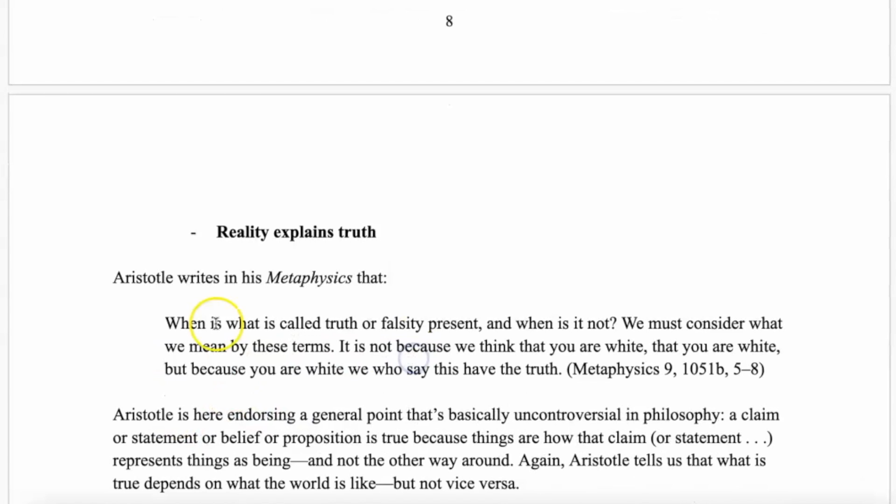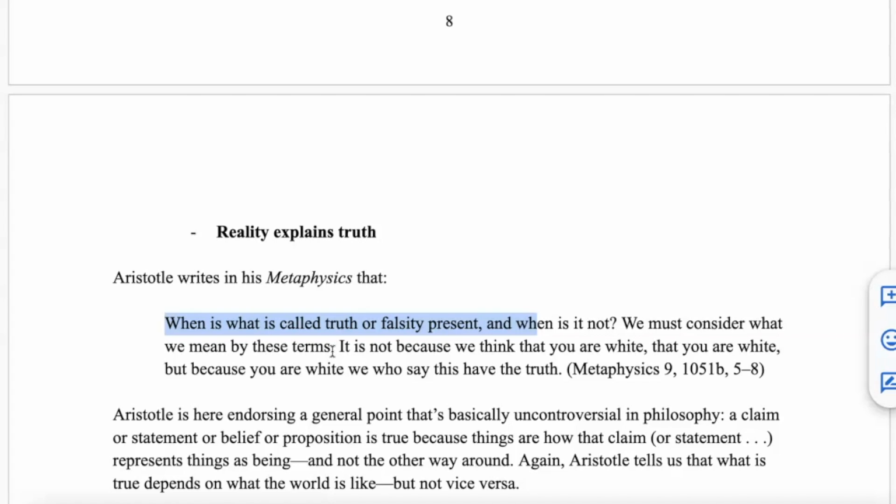Consider what Aristotle writes in his Metaphysics. "When is what is called truth or falsity present, and when is it not? Well, we must consider what we mean by these terms. It is not because we think that you are white, that you are white. But instead, because you are white, we who say this have the truth." So that sounds a little bit odd.